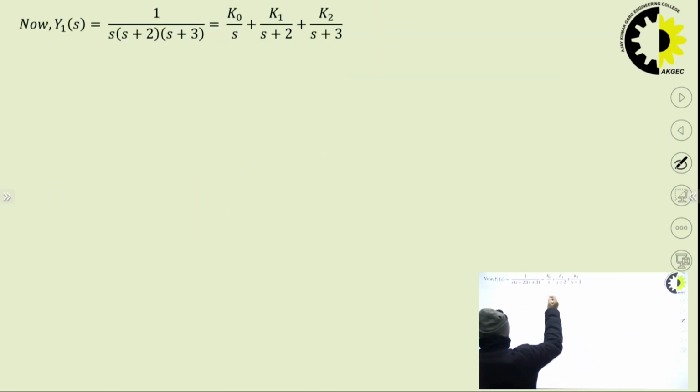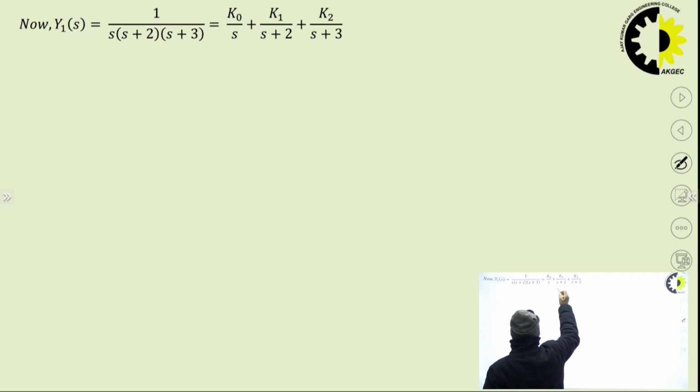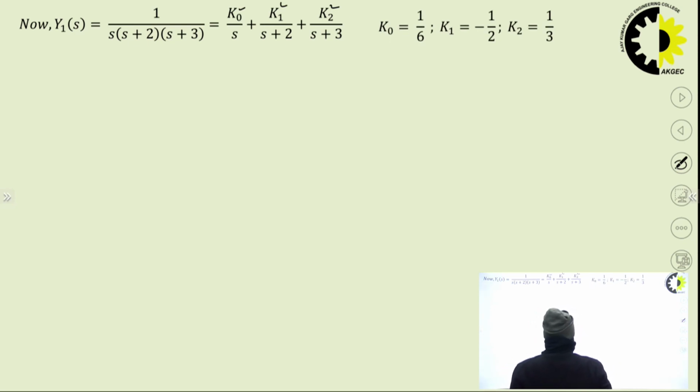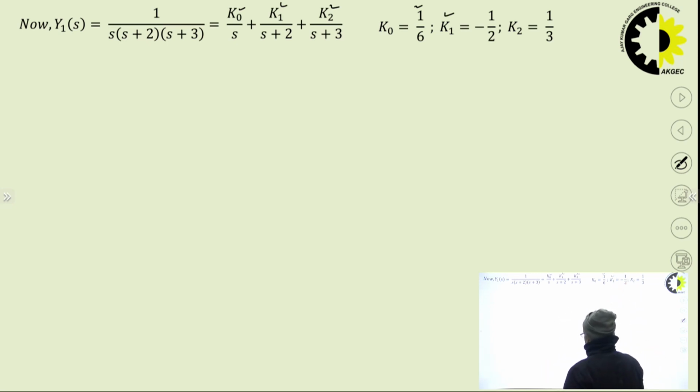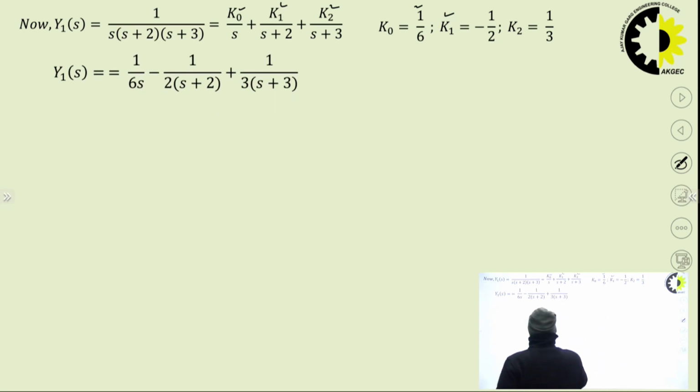Now take Y1(s), that is the forced response: 1/(s(s+2)(s+3)). Take the partial fraction expansion. There are 3 poles, so 3 residues k0, k1 and k2. We can easily find k0, which comes out to 1/6. k1 is minus 1/2 and k2 is 1/3. So Y1(s) is 1/(6s) - 1/(2(s+2)) + 1/(3(s+3)).